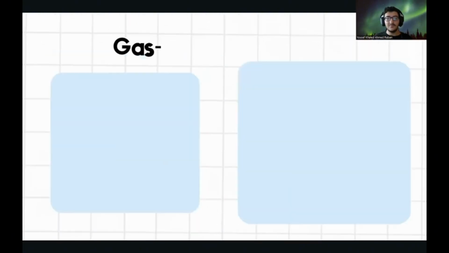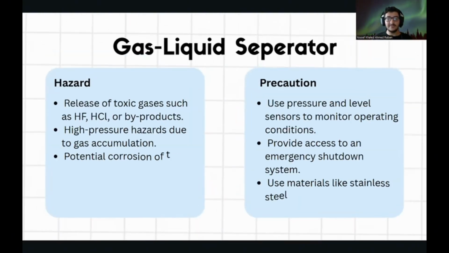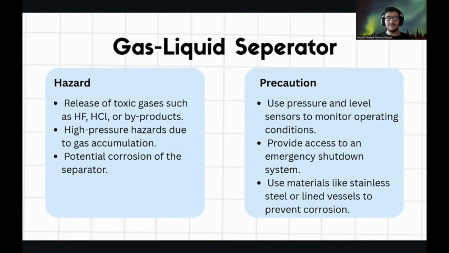ventilation. Moving on to the gas liquid separator, the hazards are release of toxic gases such as HF, HCl or byproducts, high pressure hazards due to gas accumulation, and potential corrosion of the separator. The precautions are to use pressure and level sensors to monitor operating conditions, provide access to an emergency shutdown system, and use materials like stainless steel or lined vessels to prevent corrosion.